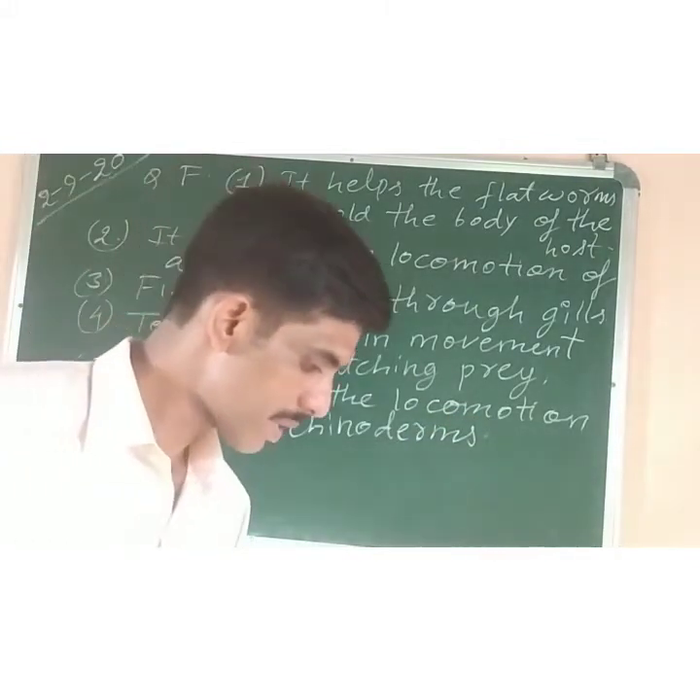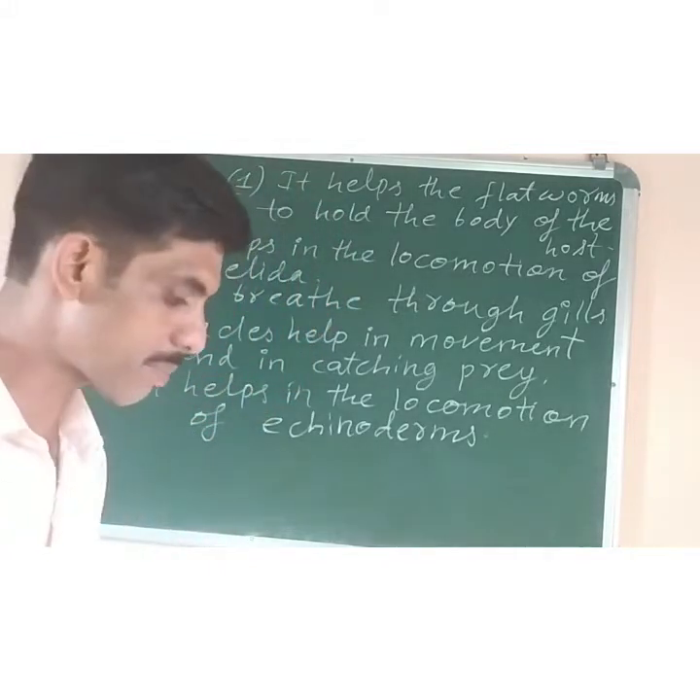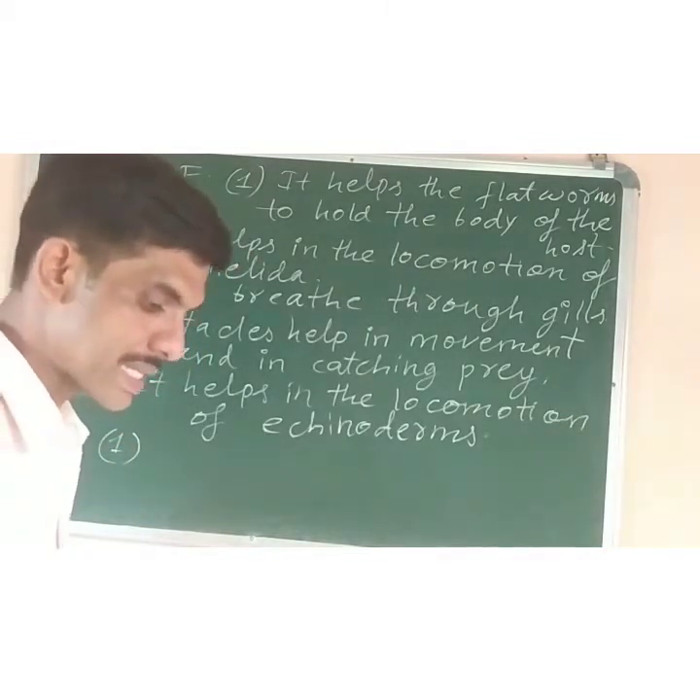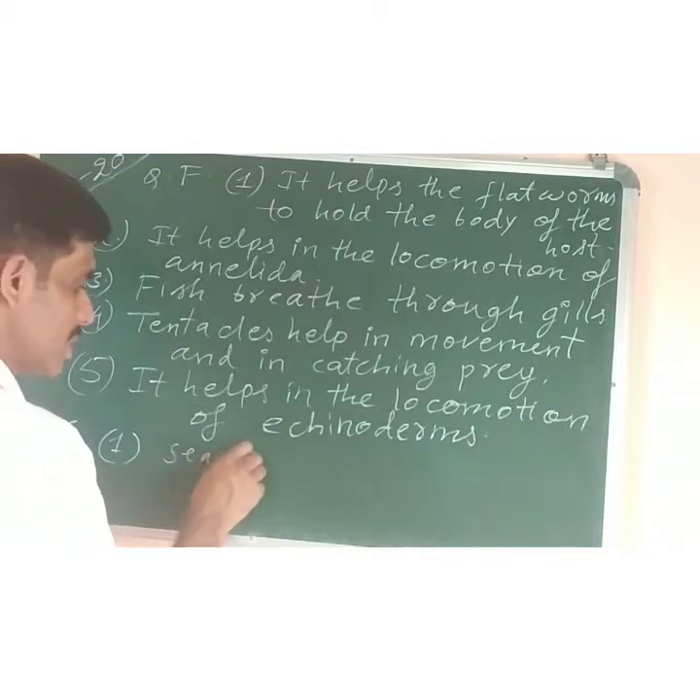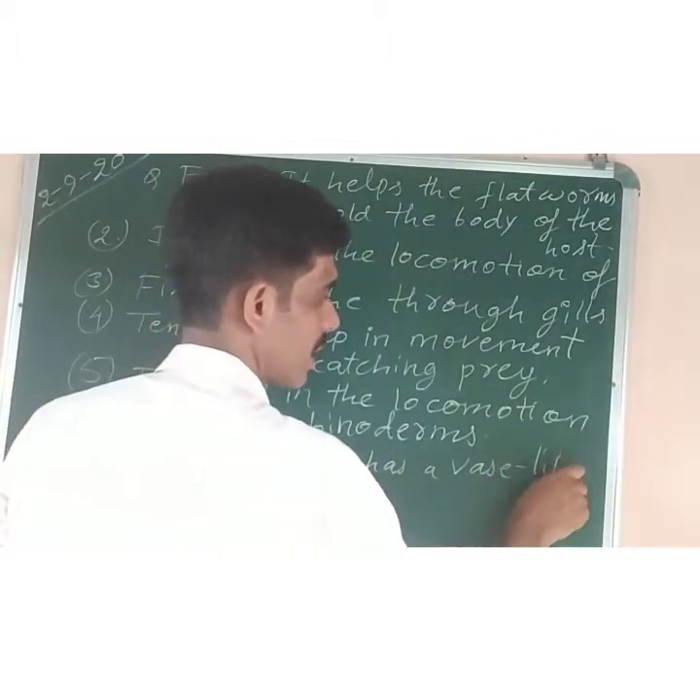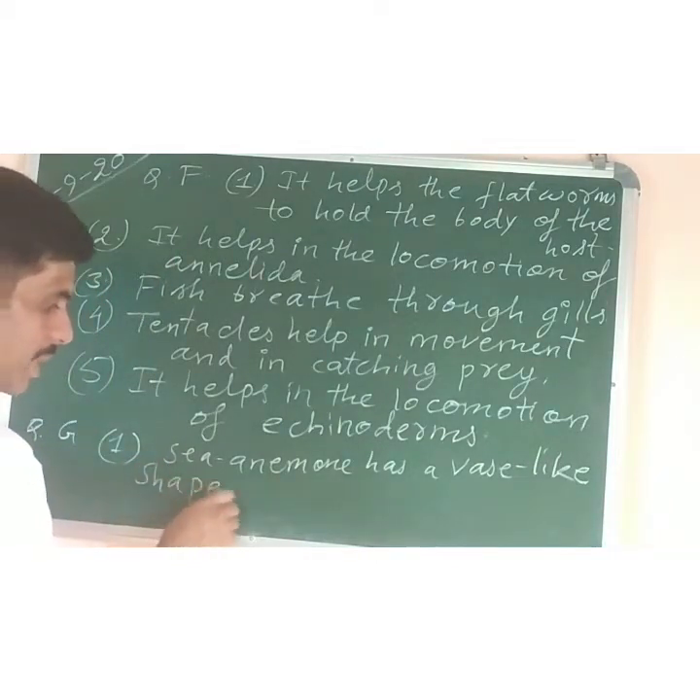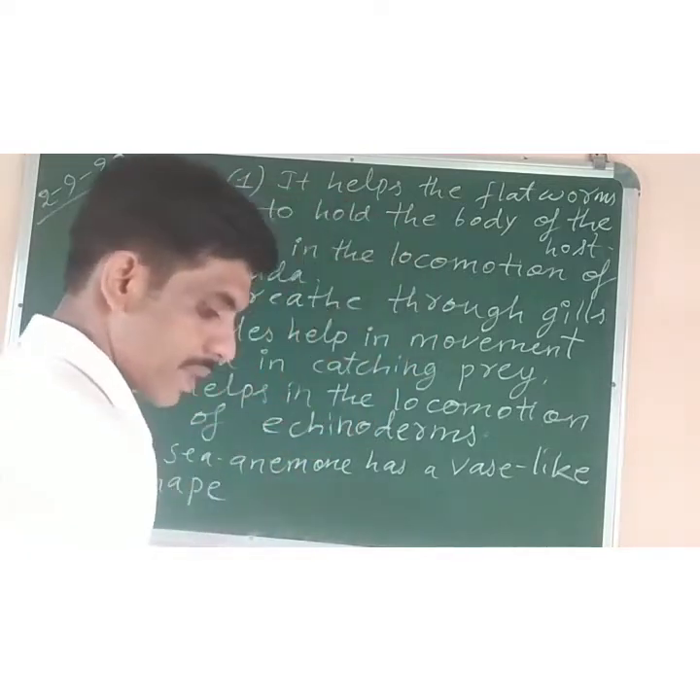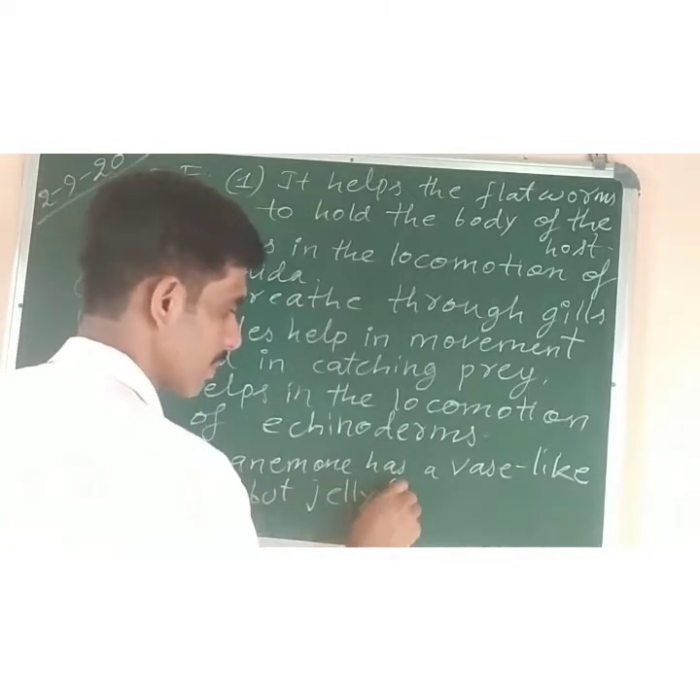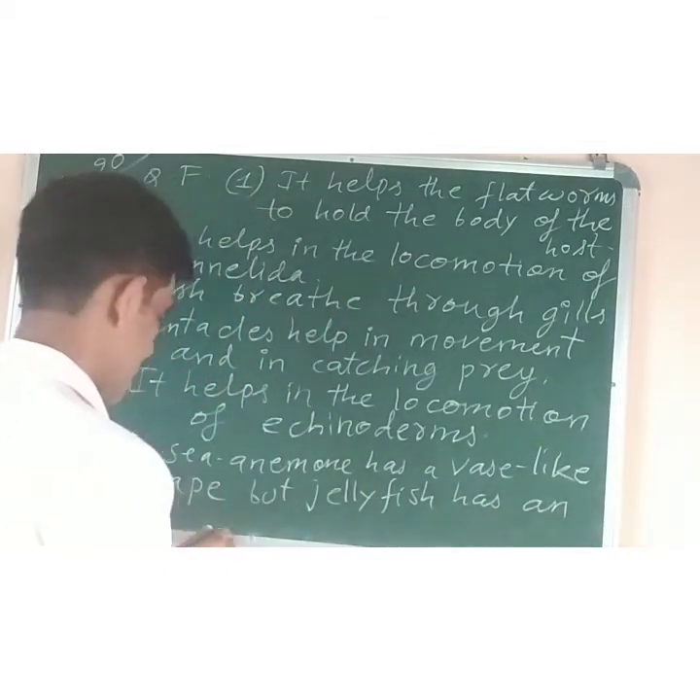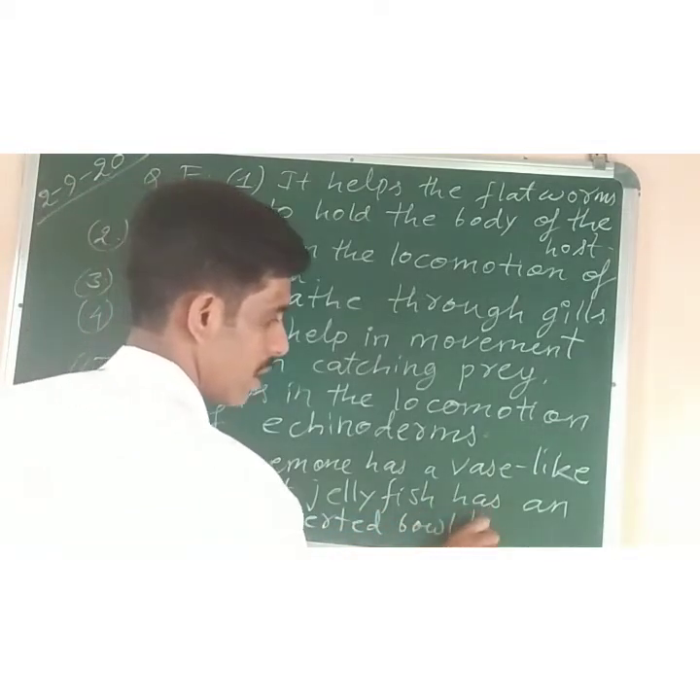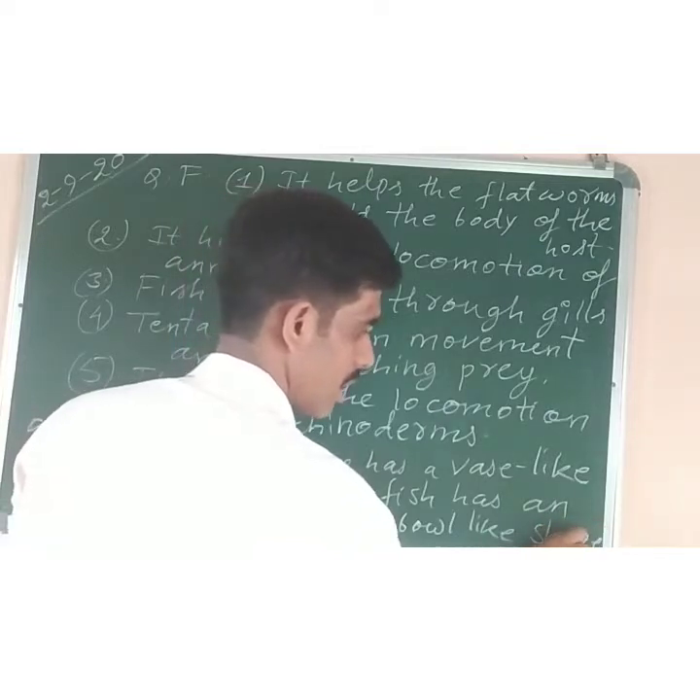Okay, now next question we have is differentiate between the following as given in the bracket. Question number G. First one is sea anemone and jellyfish. Sea anemone has a flower vase-like shape, S-H-A-P-E. Whereas jellyfish has an inverted bowl-like shape. So first question completed.